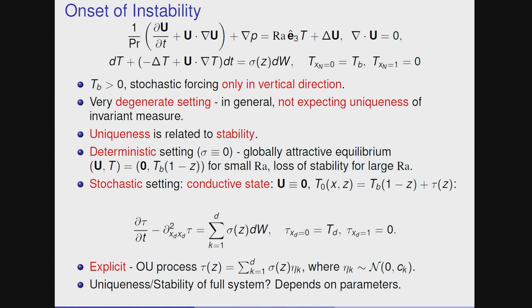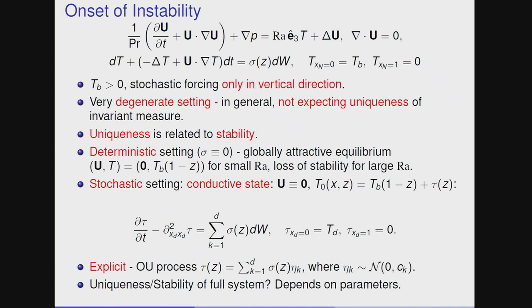So this is not going to be that important yet. Stochastic forcing acts only in the z direction. So we don't expect the uniqueness of invariant measure, but still uniqueness is related to the stability. So first of all, how does it look in the deterministic setting?